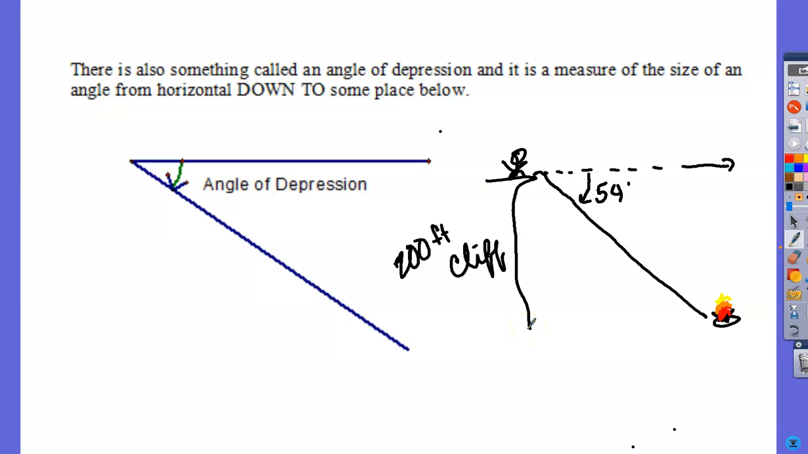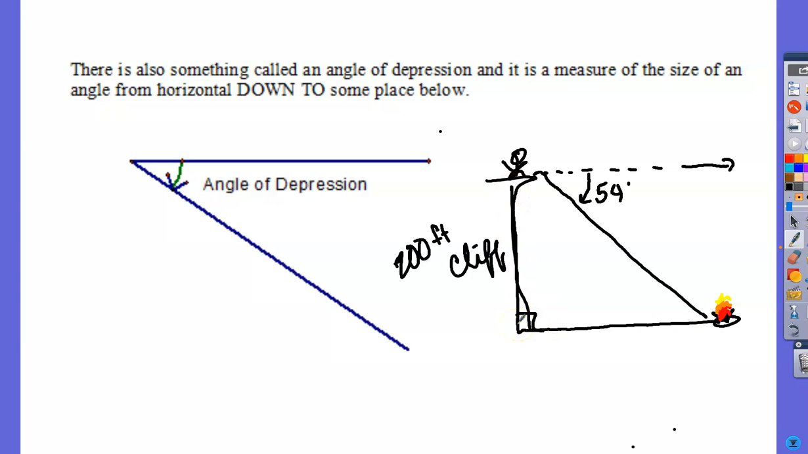Maybe you spy it at an angle of 54 degrees, and you want to know how far. You can do two things. You could figure out how far you are from the campfire, if you were somehow able to zip line, or if you walked down to the bottom of the cliff, how far you'd have to walk on the ground to get there. This distance would create a right angle.